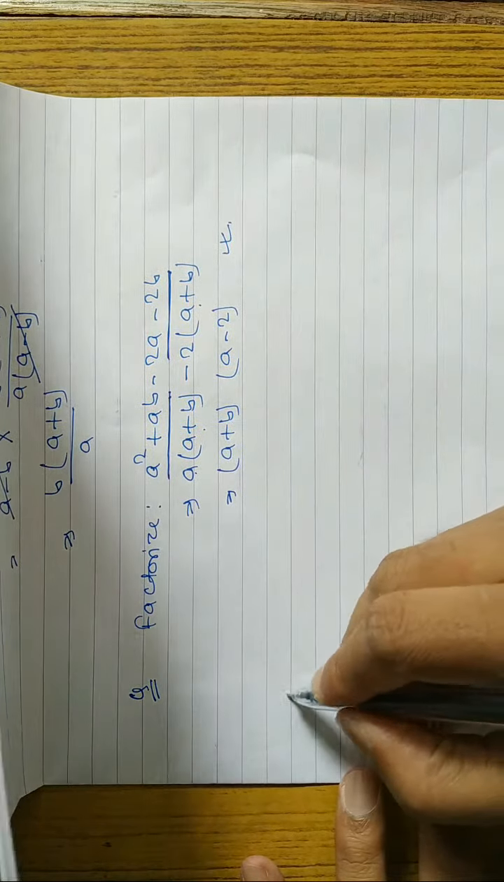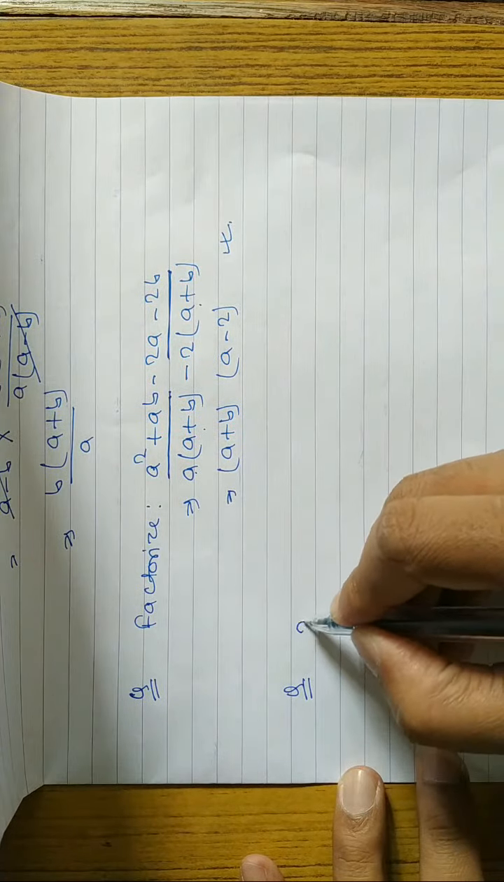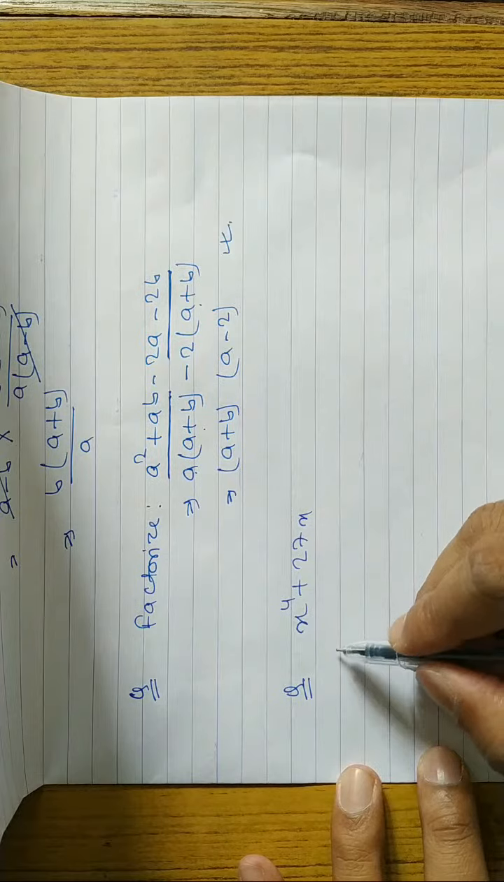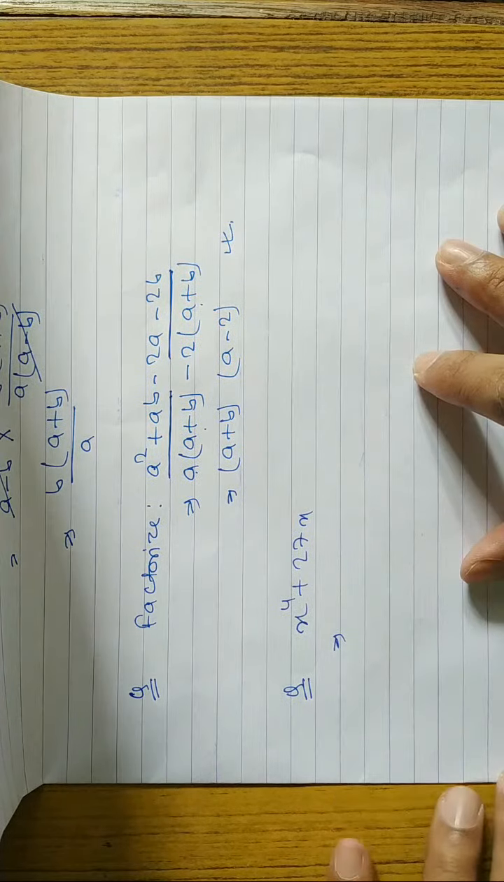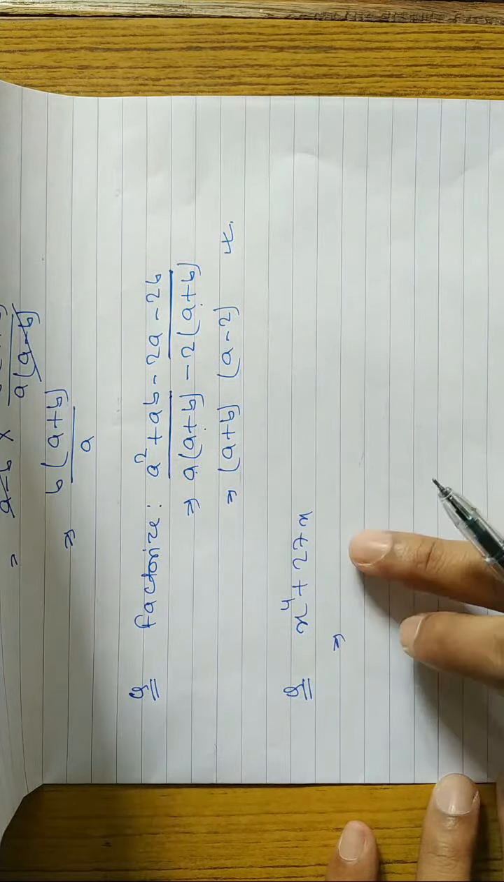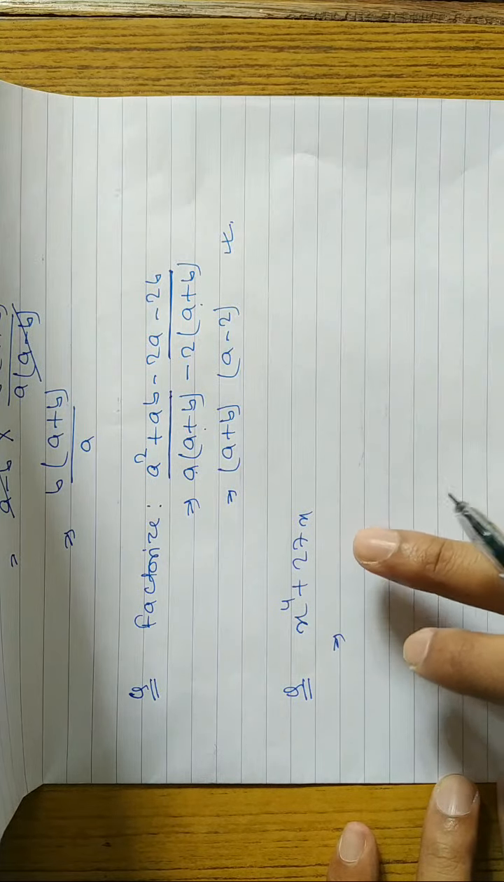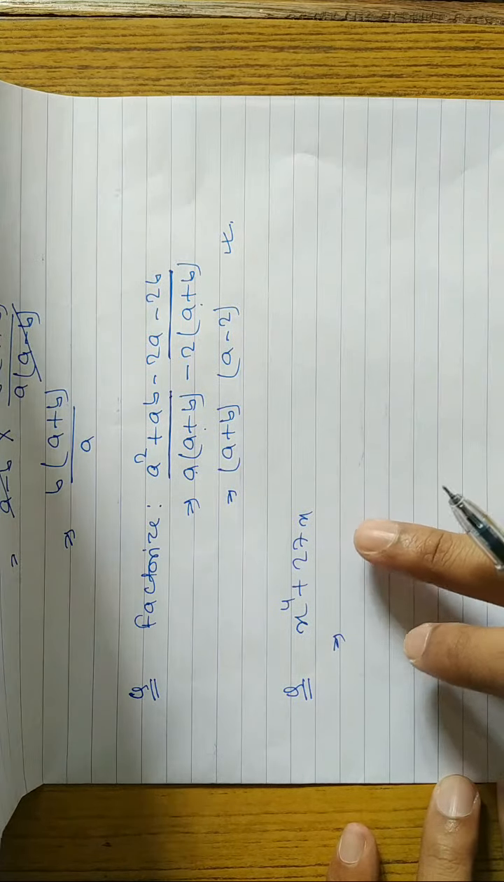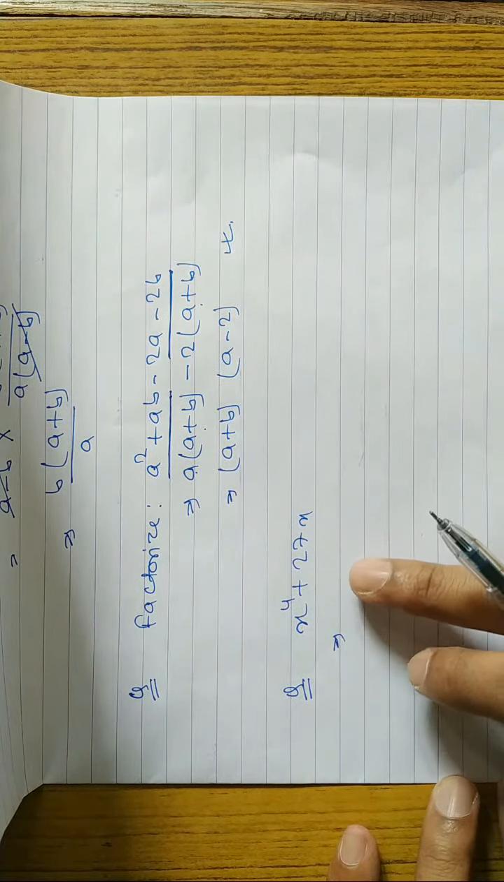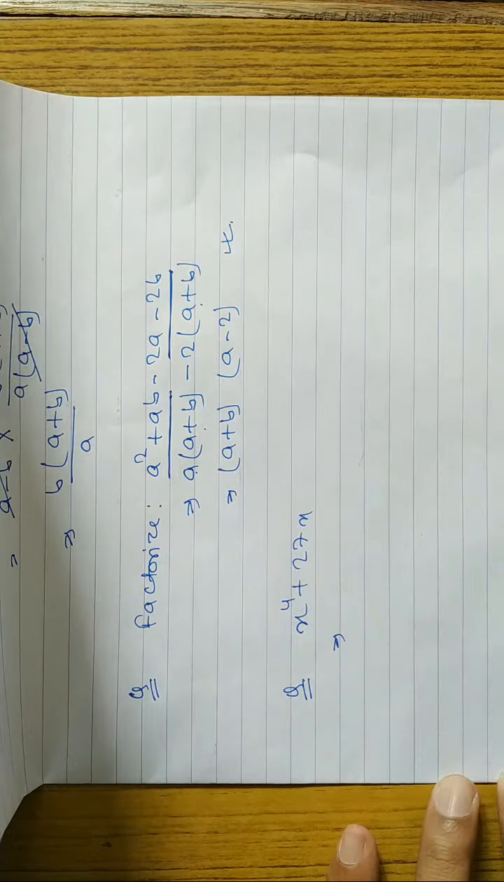Next one is there, question: factorize a power 4 plus 27a. This also we have to factorize. Now look at how to factorize this one. I told you before also, first of all if there is a common factor we have to take it common. After this question I will solve graphically questions. I forgot about that, bloggers, I will solve graphically questions. Okay, do not worry, after this question I will solve a graphical question.